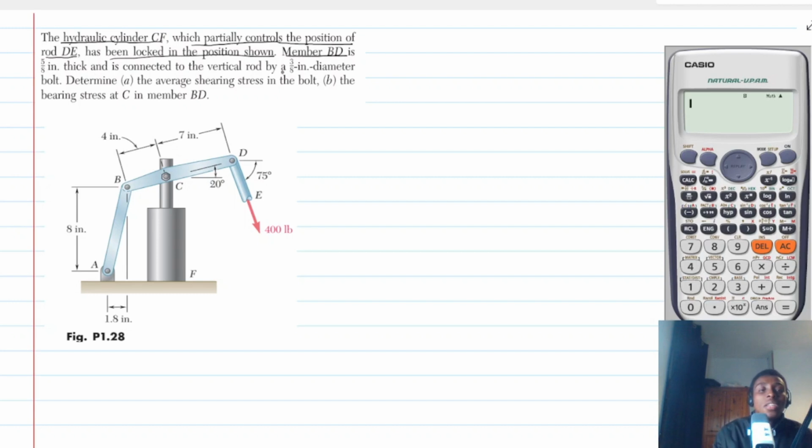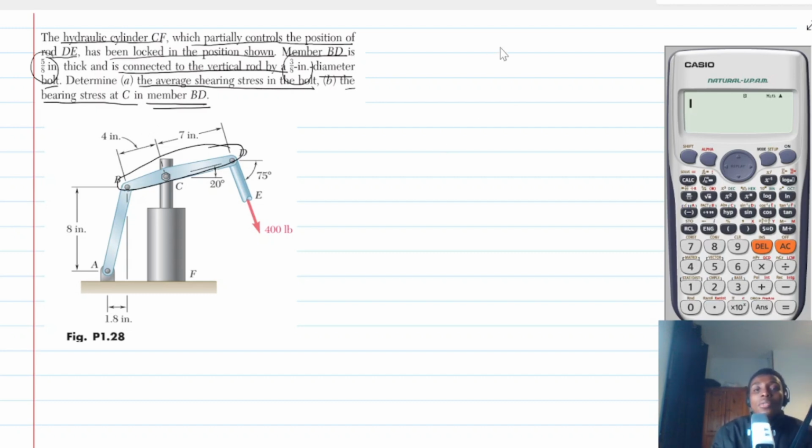Okay, it says member BD is 5 by 8 inch. So member BD is this member over here. And then it's connected to the vertical rod by a 3 by 8 inch diameter bolt. Now our task is to find the average shearing stress in the bolt and then the bearing stress at C in member BD. All right.